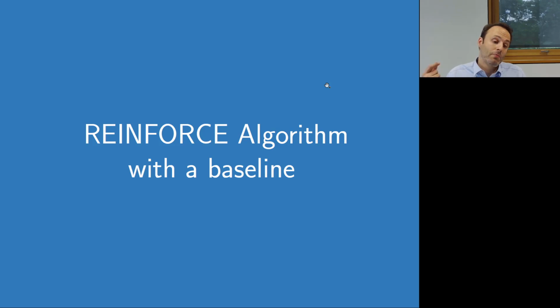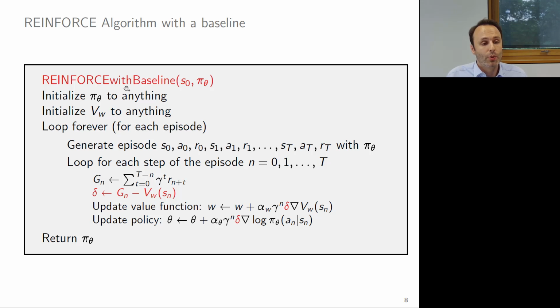So the REINFORCE algorithm, when we use that baseline, looks as follows. We can initialize the policy to anything and also the value function to anything. Then we loop forever and we generate episodes. So we get triples of state, action, reward observations, and then another triple of state, action, reward, and so on.